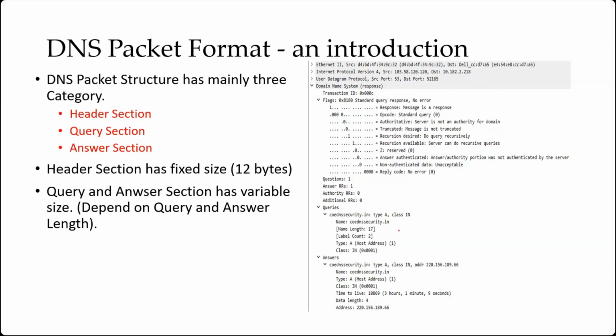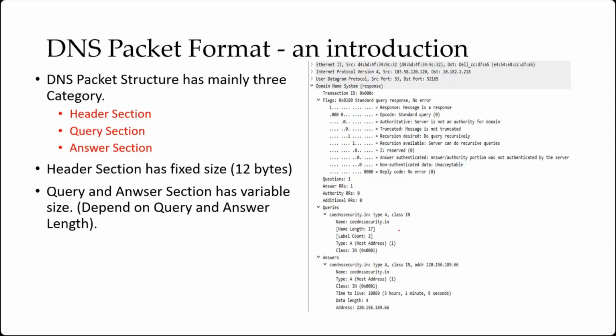That response is the application layer format. In the application layer, three sections are there. The transaction ID, flags, question, answer, authority, and additional come under the header section. The transaction ID takes 2 bytes. It serves as a unique identification for each query.